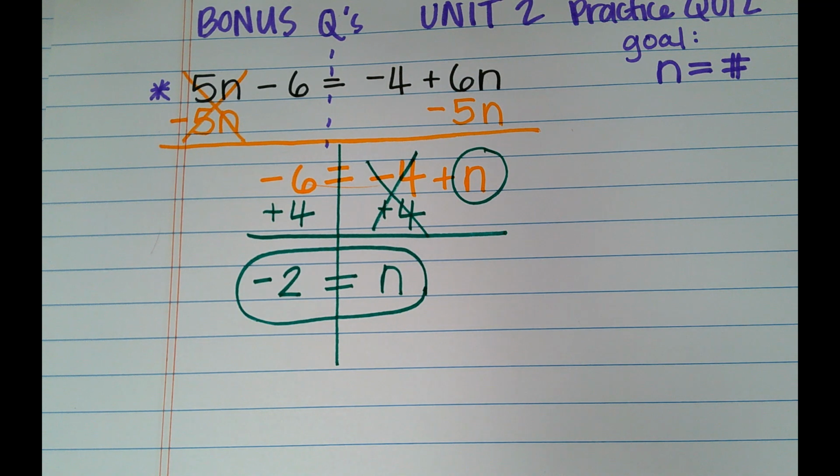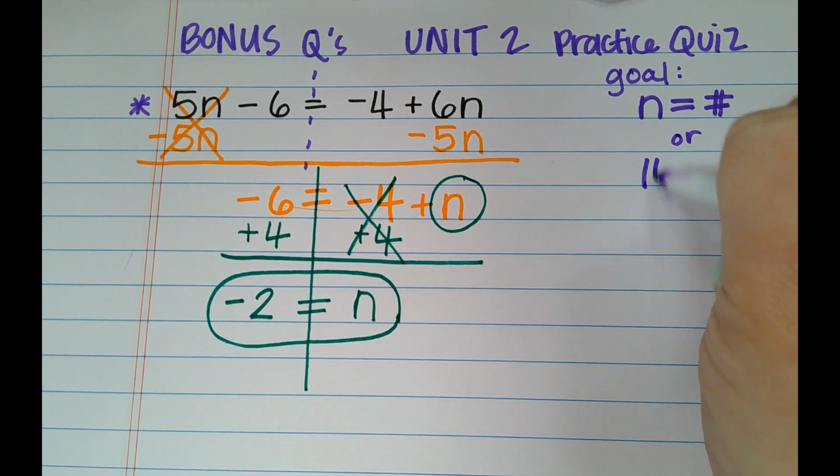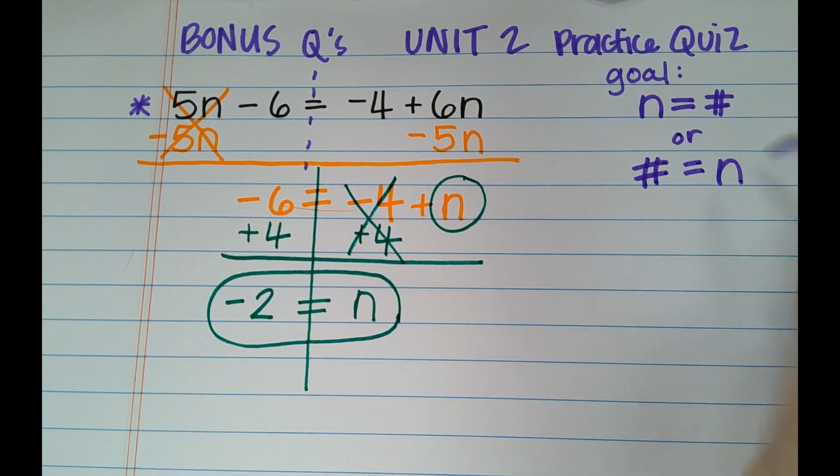That's not too bad either. It's not terrible. It's not the worst thing in the world. This one was a little backwards. Yep. It is a little backwards, which can be tricky. That's why we kept trying to get n by itself, because it needed to be by itself. So our goal can either be n equals a number, or you can also have a number equals n. Both of them work.